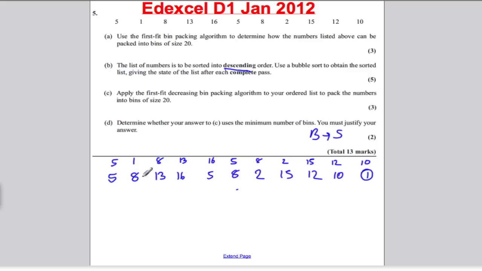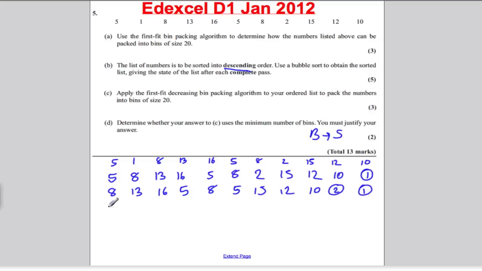Now, the next smallest is going to be 2. That's going to end up in the back. Let's go through the process. Do we need to make a swap? Yes. 5 and 13? Yes. 5 and 16? Yes. 5 and 5? No. 5 and 8? Yes. 5 and 2? No. 2 and 15? Yes. 2 and 12? Yes. 2 and 10? Yes. And the 2, the next smallest, ends up in the back.